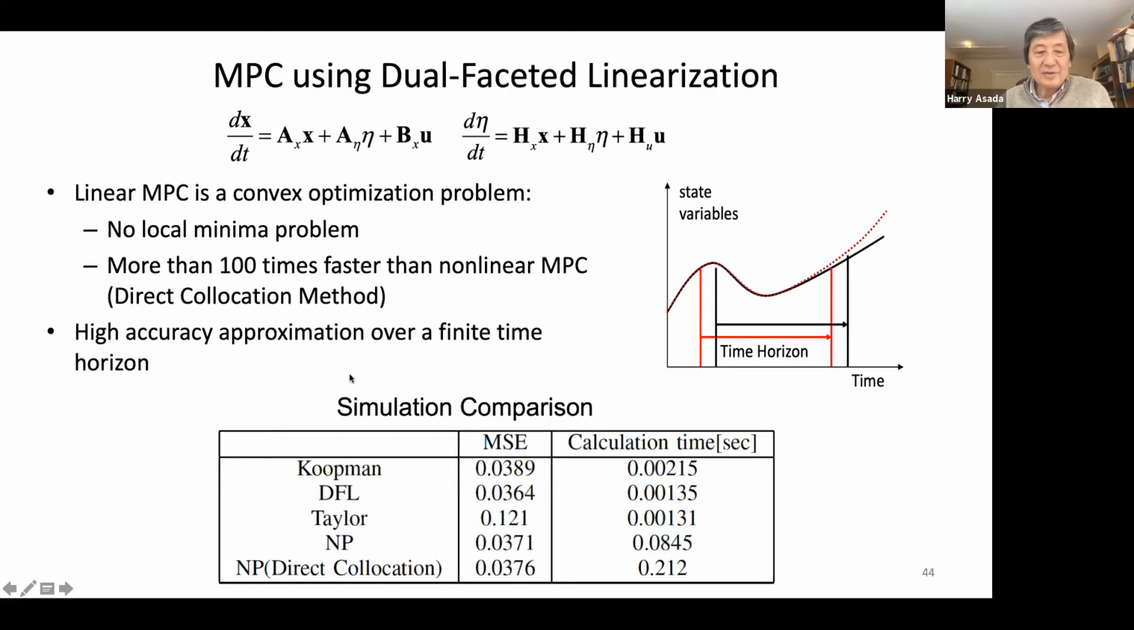As a result, Koopman's performance is not that good. Actually, I should include more radial basis functions, more observables need to be added, and then the calculation time is longer. If this is in higher dimensions, maybe one digit higher, the performance would be almost the same as the DFL, but the time required is almost 10 times bigger. So that's where we are.